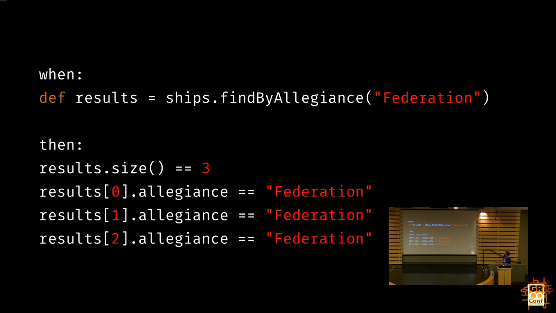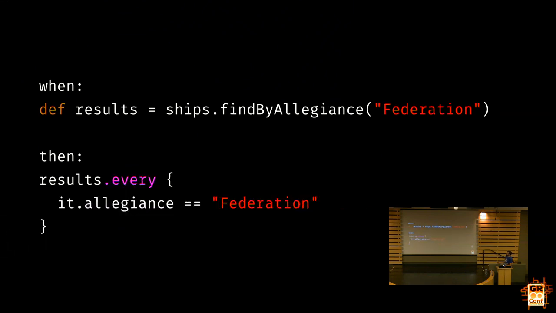What are we doing here? We're doing some kind of DAO call to find some spaceships by their allegiance to Federation. And we're saying we should get 3 results back, and the first one should have this allegiance, the second one should have this allegiance, and so on. We've got some repetition here. We need to check the size of the list, because if we didn't, what if there was a 3, 4, or 5 that we weren't expecting? We need to check that boundary condition. This is very Java-like.